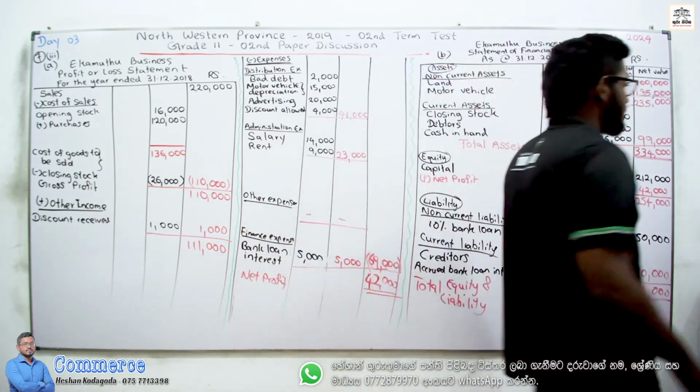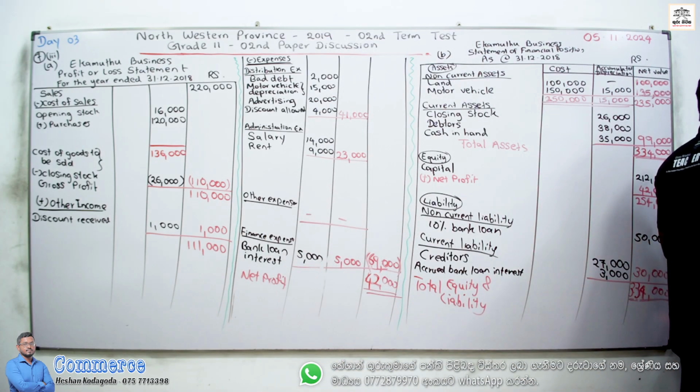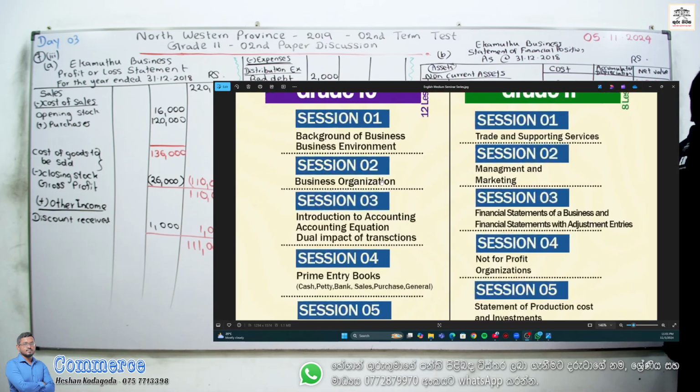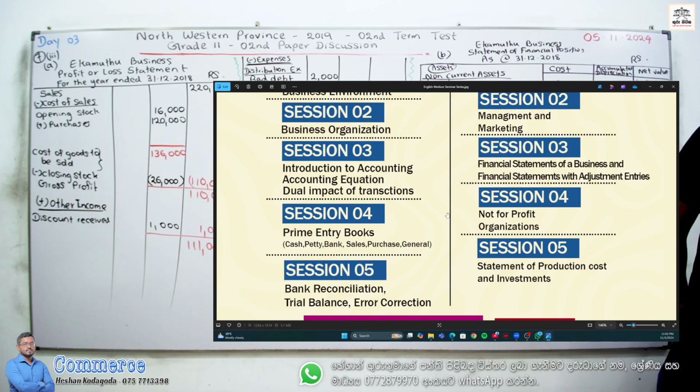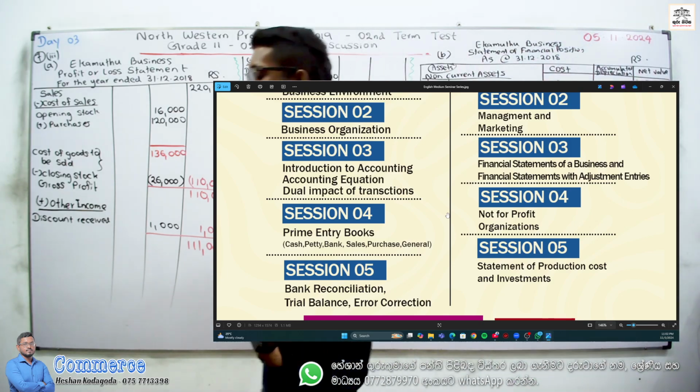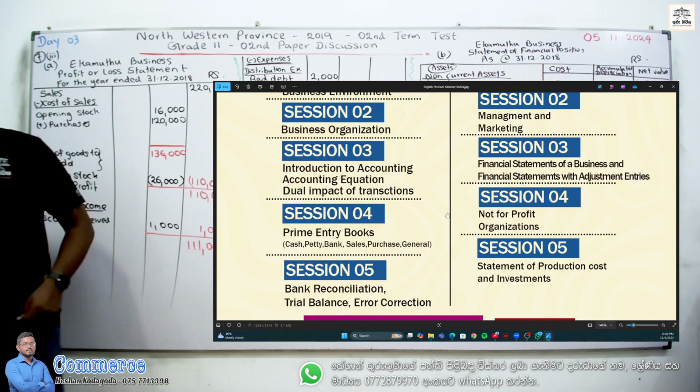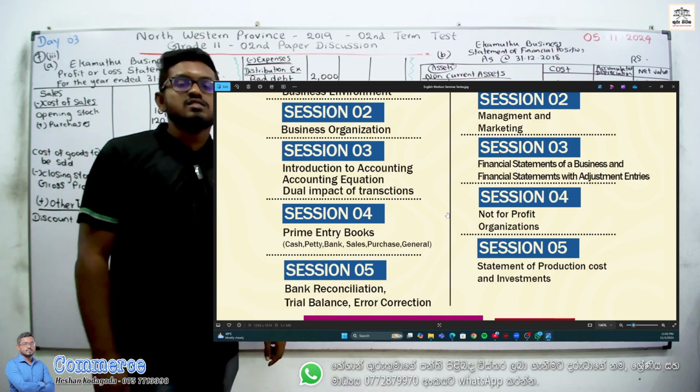So here we can move to the sections. We are discussing these things. I have finished grade 11, grade 10 first session, second session, and we are in the ending part of grade 11 first. So next week I'm going to finish trade and supporting services, and I'm going to start the management and marketing revision session. And the rest of the things are accounting; I'm going to start the accounting here as well as in your theory class, right?